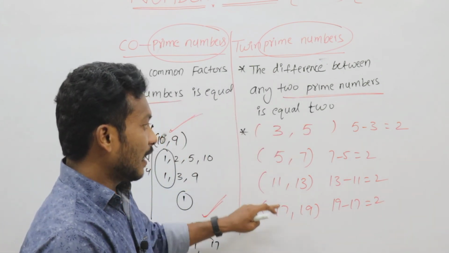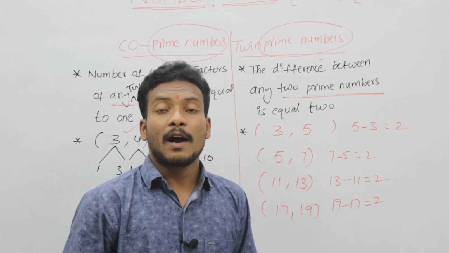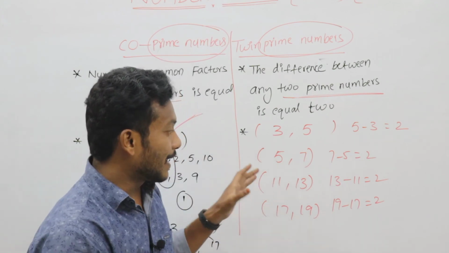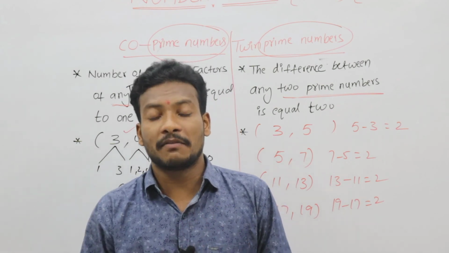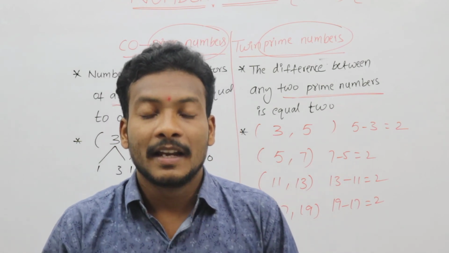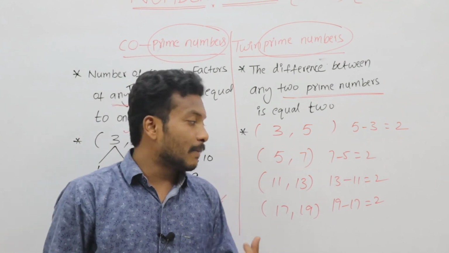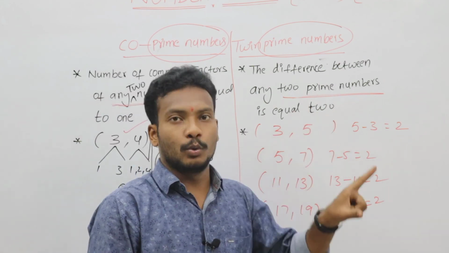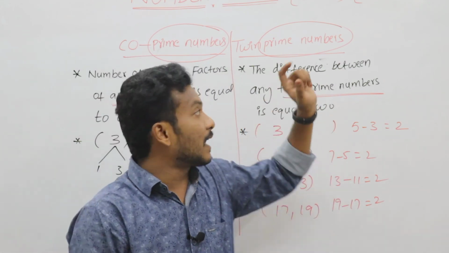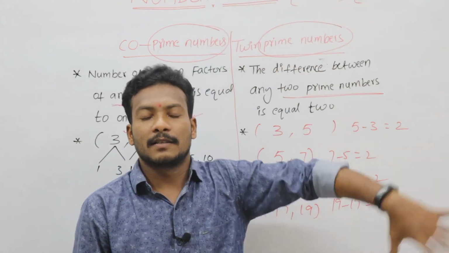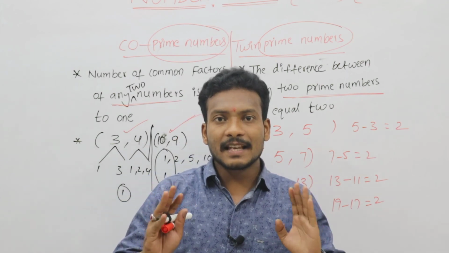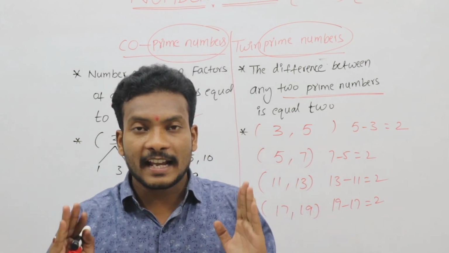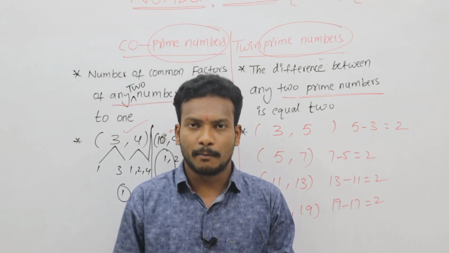Okay, these are the examples. Now we have to find the prime numbers first and then check the relation. What is the relation? The difference between two prime numbers is exactly equal to 2. That pair of numbers we call twin prime numbers. Okay, this is the complete and brief explanation about types of numbers.